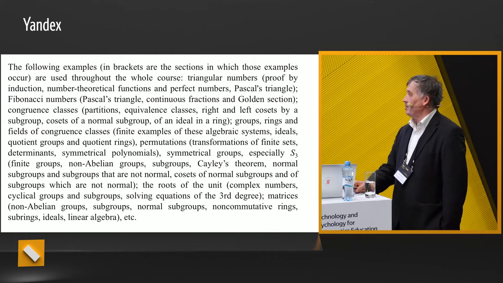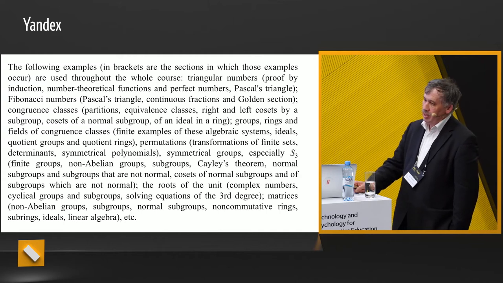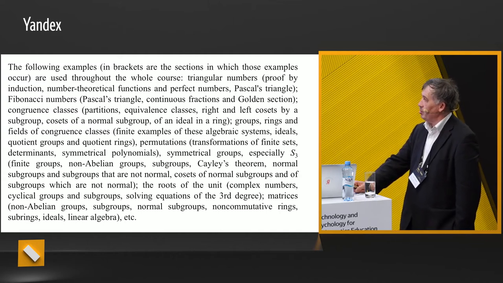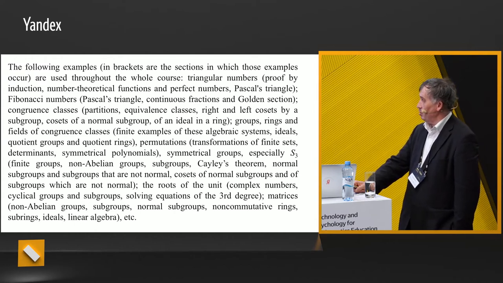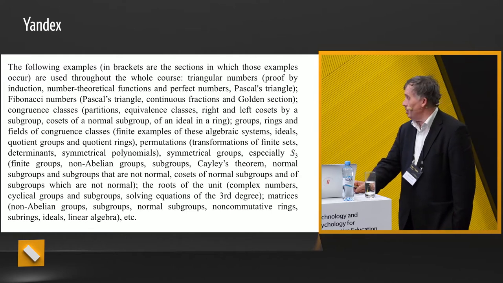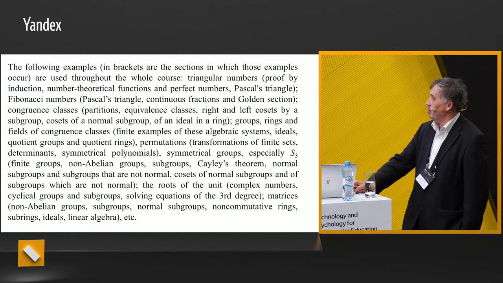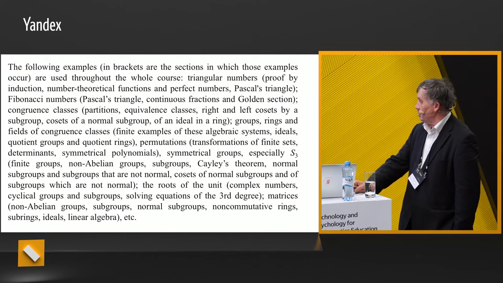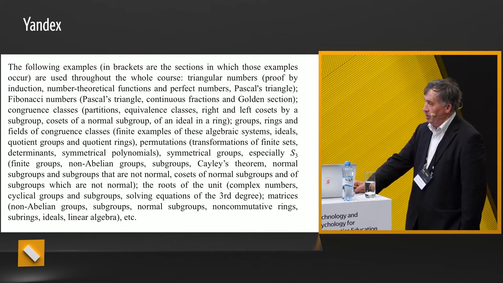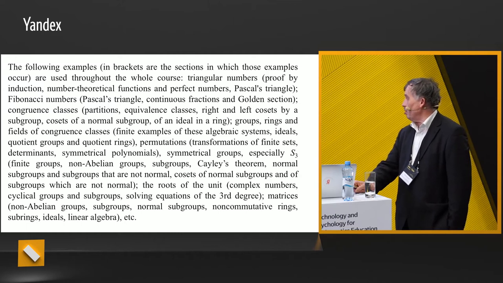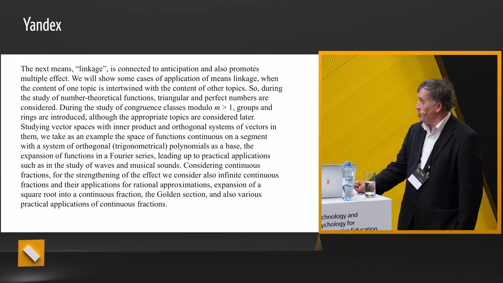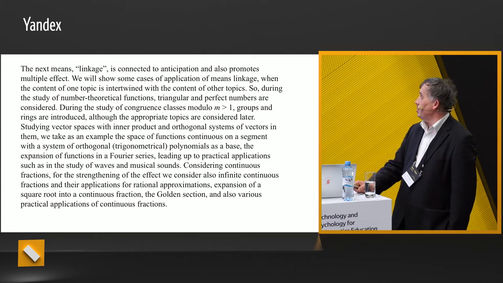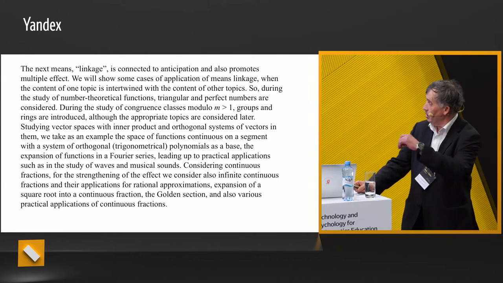as I mentioned, finite groups, non-abelian groups, subgroups, Cayley's theorem, normal subgroups and subgroups that are not normal, cosets of normal subgroups and of subgroups which are not normal, the roots of unity in complex numbers, cyclic groups and subgroups, solving equations of the third degree, matrices, non-abelian groups, subgroups, normal subgroups, non-commutative rings, subrings, ideals, linear algebra, and so on. And the important means, linkage, is connected to anticipations and also promotes the multiple effect.